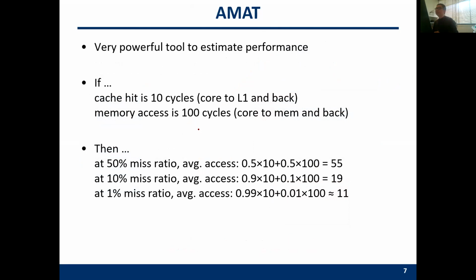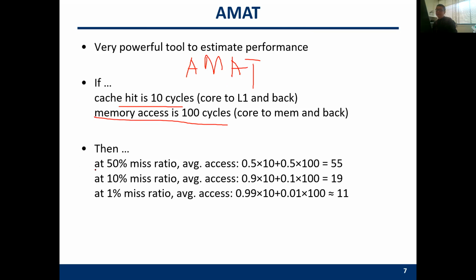So I would like to introduce one metric to evaluate the performance. The metric is the so-called average memory access latency, or average memory access time. So if cache hit is 10 cycles, memory access time is 100 cycles. This is a very typical value because there is a 10 times latency gap between the cache and the DRAM.